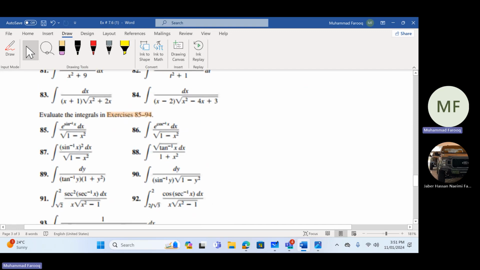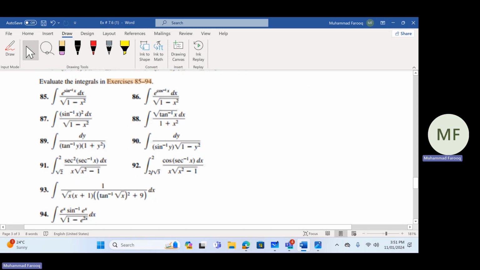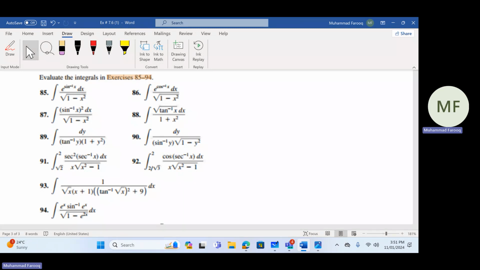Questions 85 to 94 are one group of questions with the same concept. And what is the concept? The concept is substitution. Step one, we use substitution. Let's take a couple of questions, then we start the last section, 7.7. For example, we can start with 5 questions: e power sine inverse x and square root of 1 minus x squared.